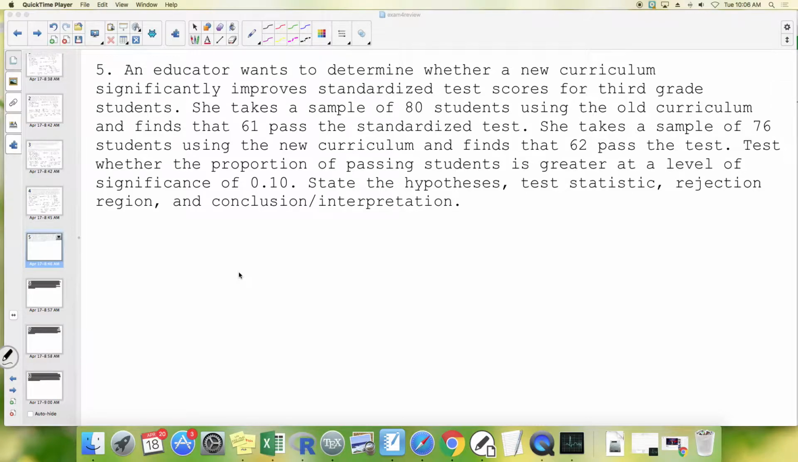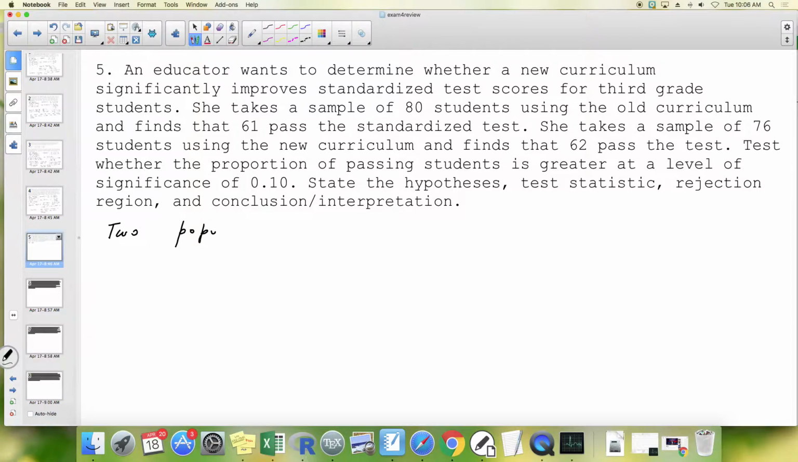Alright, so is it one population or two populations? It's two populations. Is it a means problem or a proportions problem? It's a proportions problem. Next, is it a chapter 7 problem or a chapter 8 problem? It's a chapter 8 problem.